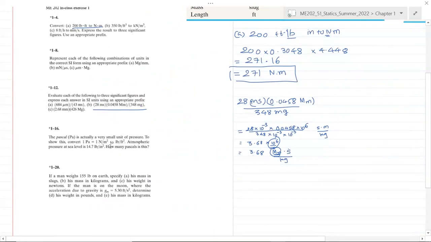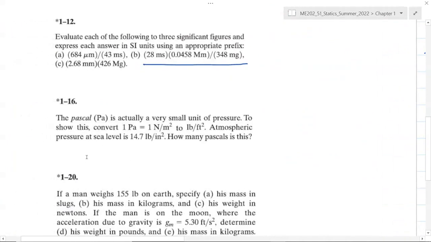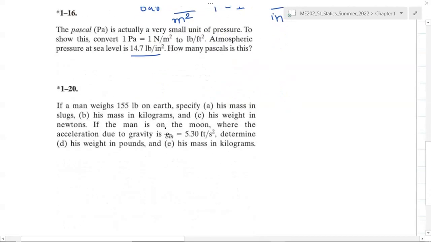Problem 1.16, try to solve it yourself. That is the problem of converting the unit of pressure, like atmospheric pressure, into different units. So for pressure, bar is one of the units, but Newton per meter square is another unit. And there is also this popular unit that we use in day-to-day life, PSI. It is called pound per square inch. Okay, that is this unit. So you will apply the conversion of 1 Pascal to pound per square inch in problem 1.16.